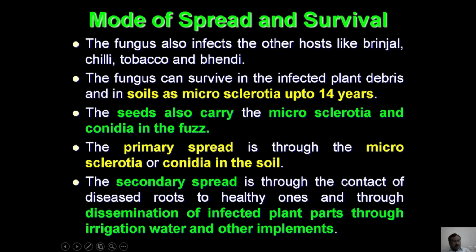And the fungus infects some of the other host plants like brinjal, chili, as well as tobacco, bhendi, etc. And it can survive in the infected plant debris as well as in the soil up to 14 years as sclerotia. The seeds also carry some of the inoculum. The microsclerotia as well as the conidia get attached with the fuzz of the seed and through which it is carried to the field. The primary spread is mainly through the microsclerotia or the conidia present in the soil, and the secondary spread is through the contacts of the roots from the infected plant and dissemination of infected plant parts through the irrigation water as well as other farm implements, which serve as the secondary source of inoculum.